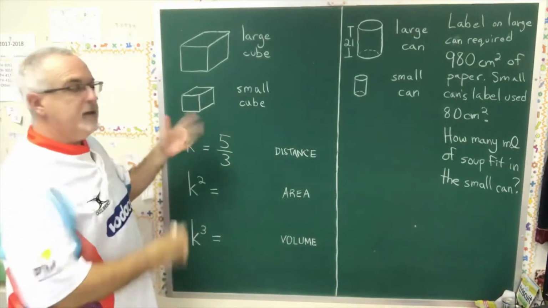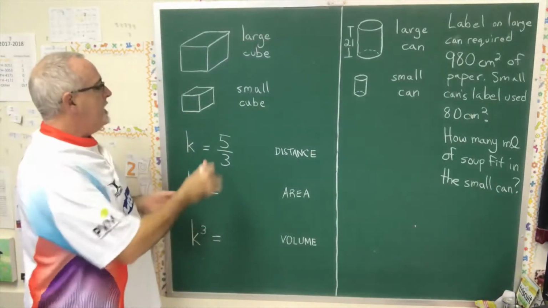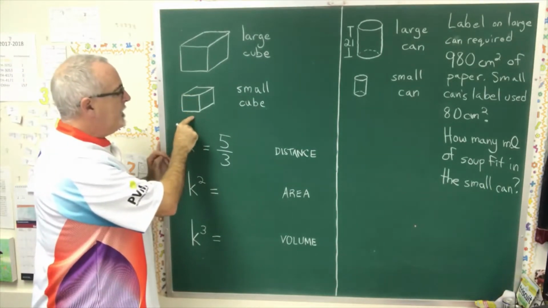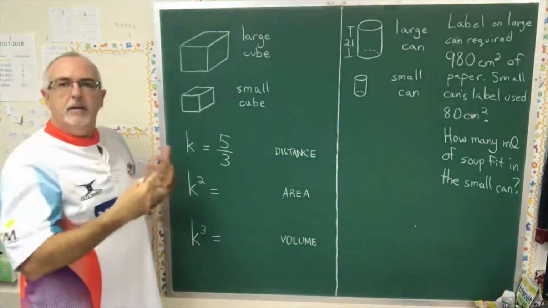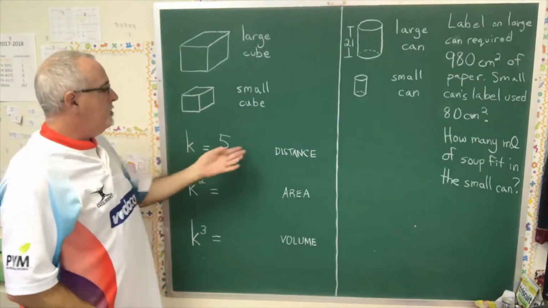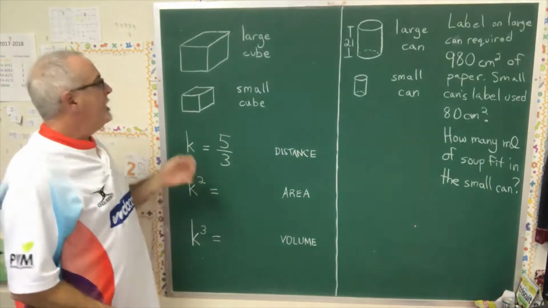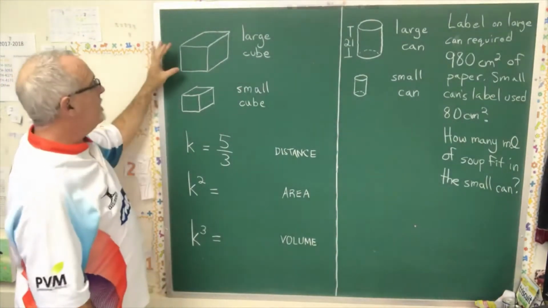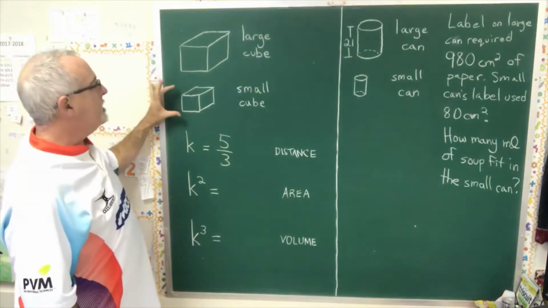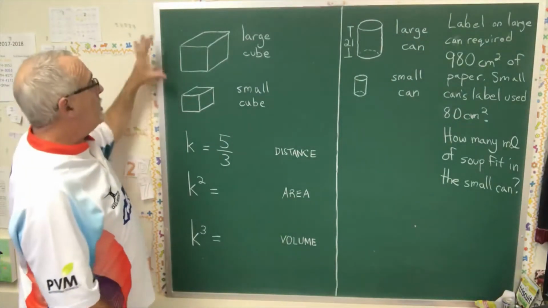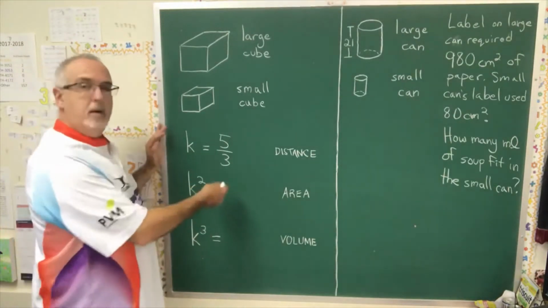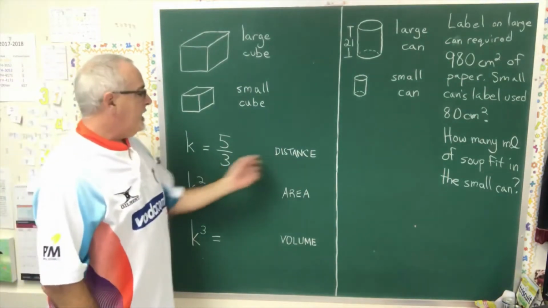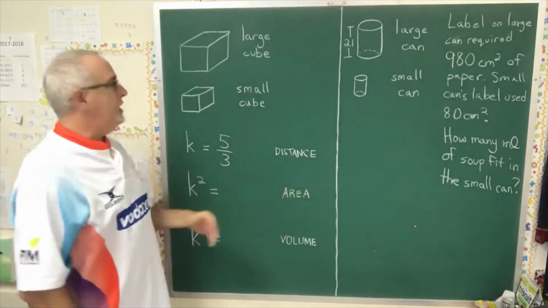It means that any distance that we know in the small cube, if we want to find that same distance for the large one, we multiply it by 5/3. And then we can do this forwards or backwards. If we want to know the distance of something in the small cube, and we know it for the large cube, then we divide by 5/3. So we have to know that the k-value goes with distance.